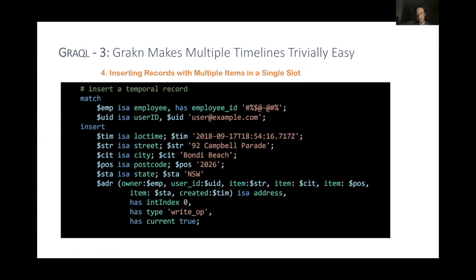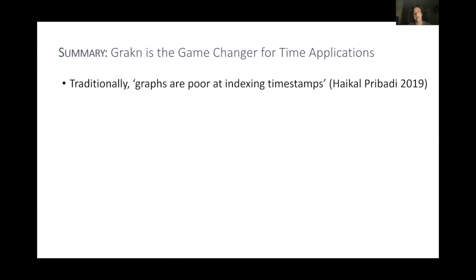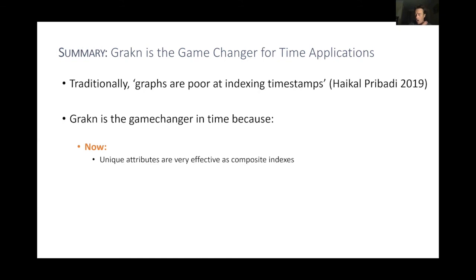But essentially, the key point here is I've only gone through a few things, but I wanted to say that traditionally, graphs are really poor at indexing timestamps, and that's really got to do with the pure number of unique values. And Grakn's the game changer in time, because now I could do very effective composite indexes super simply, just on my own, without any special help for that one.